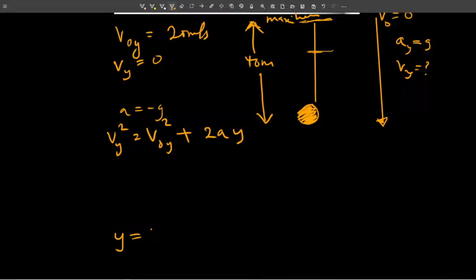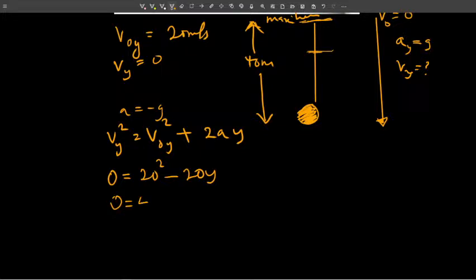All right, thank you. That was a typing error. That was a math error. So this is 0 equals 20 squared plus 2 times 10, that's 20. This is going to be minus 20y.